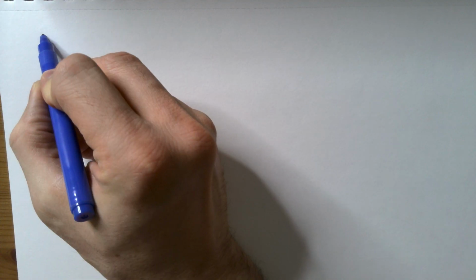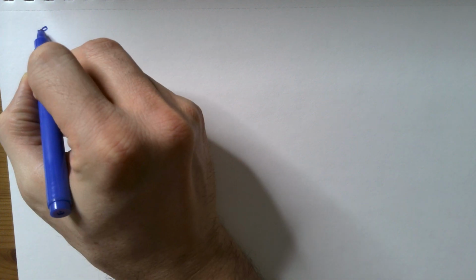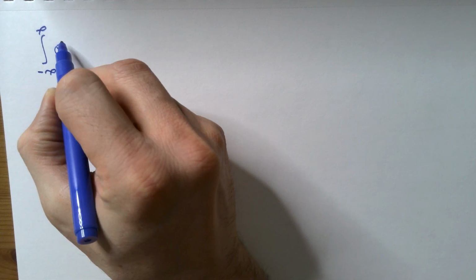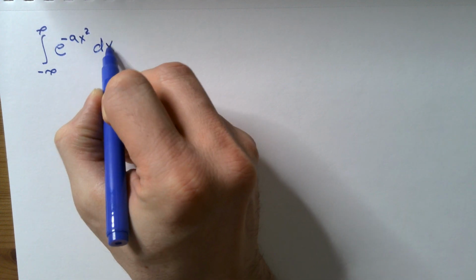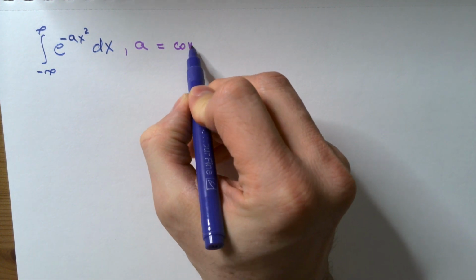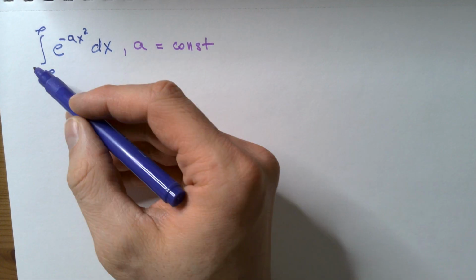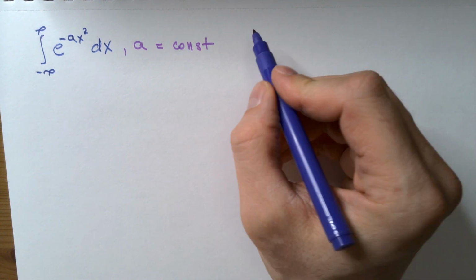Gaussian integral is in the form integral from negative infinity to infinity e to negative ax squared dx, where a is a constant. Before we start solving this integral, let us see why it is called Gaussian integral.